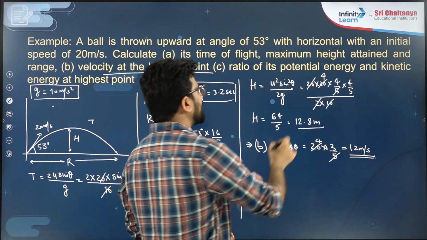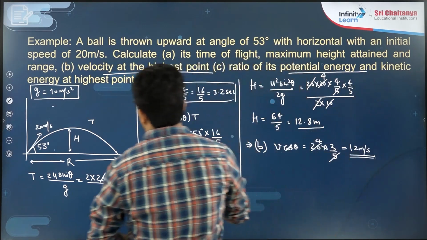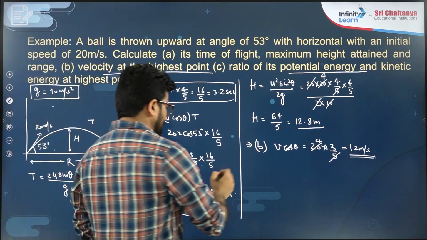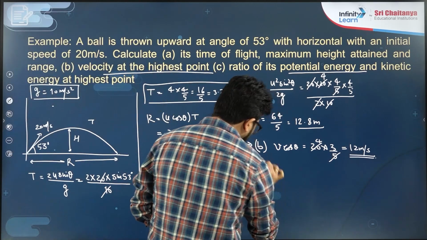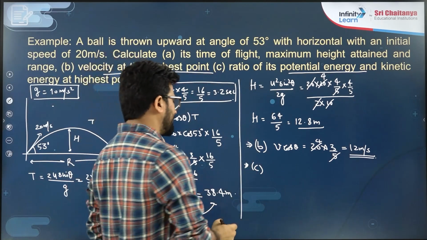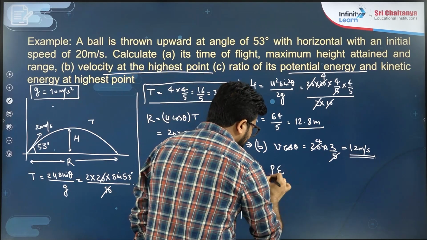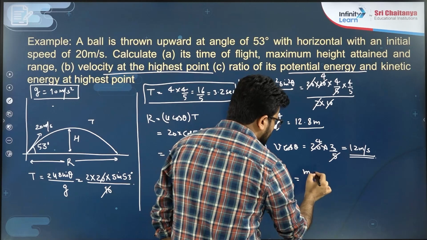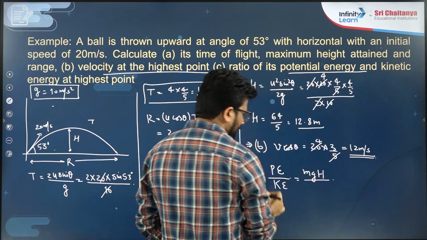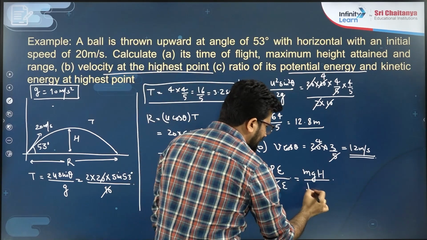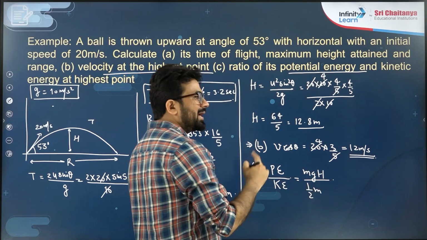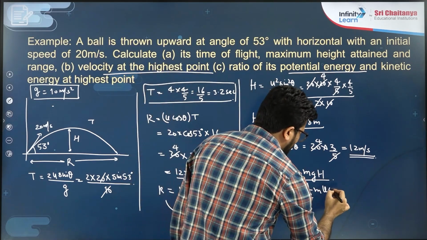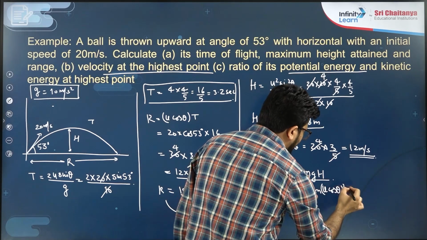Next is the ratio of potential energy to the kinetic energy. How to calculate that part? Try to understand. When we write the ratio, you will say the potential energy divided by kinetic energy. When we say potential energy, how much? You will say mgH. What is the kinetic energy at the highest point? You will say half m. But the highest point velocity we already know, u cos theta. So you can say (u cos theta) whole square.